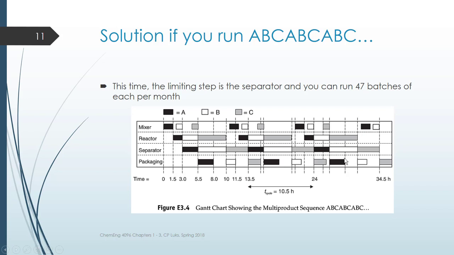And if you do this for 42 batches, you finish with some time left in the month. Okay? If you want to go for the entire 500 hours, you can run 47 batches.